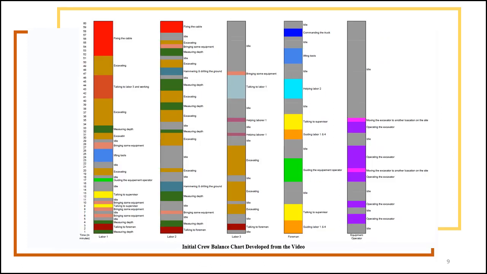As you can see in this slide, we have our first crew balance chart, which is for the initial conditions of the project. We have 5 different columns. Starting from the left, we have laborer number 1, laborer number 2, laborer number 3, and foreman and equipment operator. The gray areas shown in the columns are idle times, and we tried to eliminate these idle times as much as possible in our proposals.